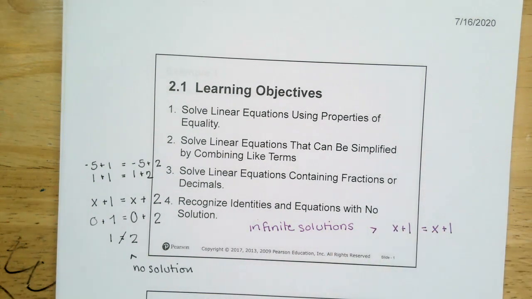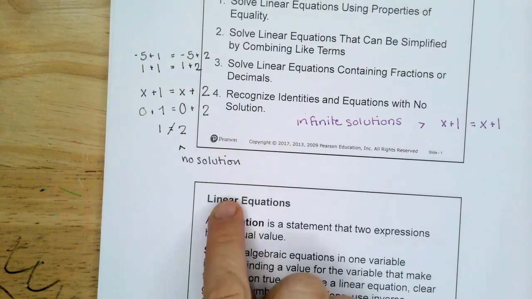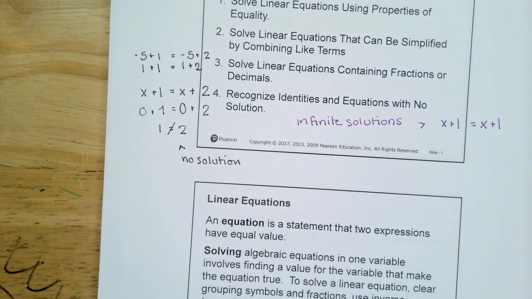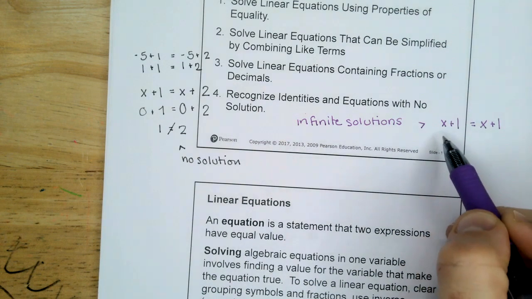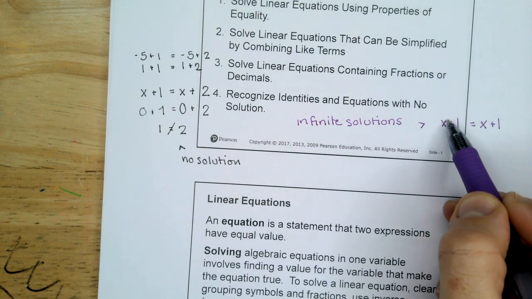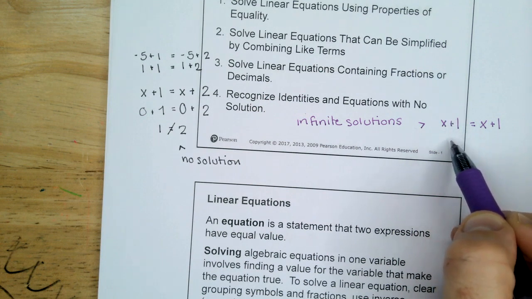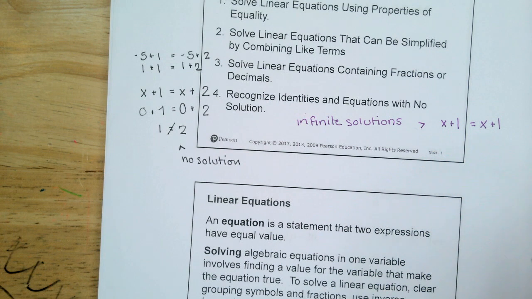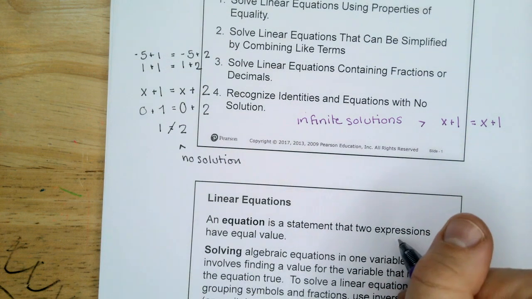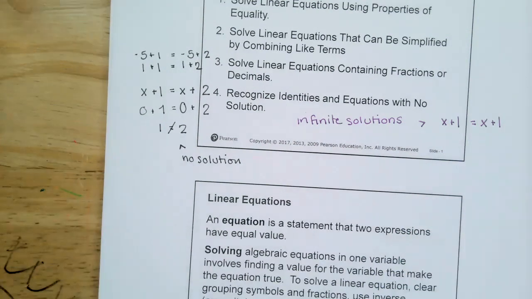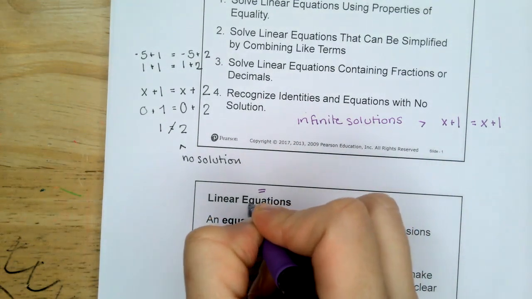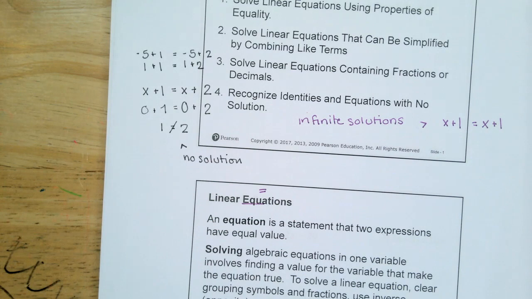All right, so those are our learning objectives. What is a linear equation? An equation, so in this class, we have already talked about equations and expressions. An expression has the letters and the numbers and the operation signs like add, subtract, multiply, divide. An expression doesn't have an equal sign. An equation, think equals, okay? An equation is a statement that has two expressions and an equal sign, okay?